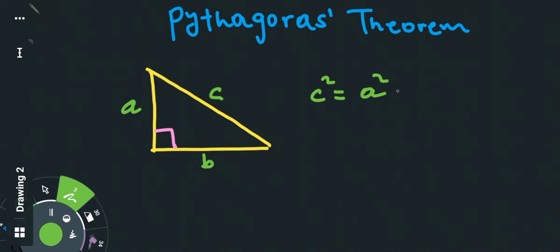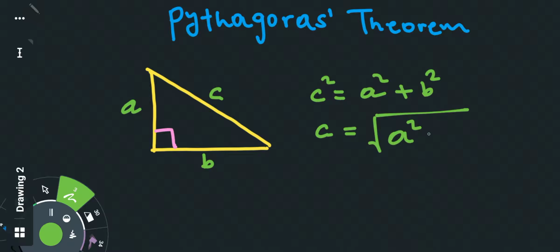A squared plus B squared. So in order to find C, we can do a square root on both sides. So C square will remain C, and we have A square plus B square here. ስለዚህ በዚህ መንገድ C ድራይቭ ማድረግ እንችላለን ማለት ነው። So let's do an example.